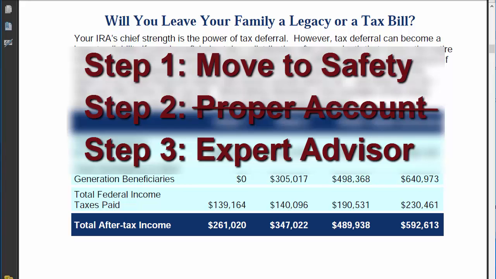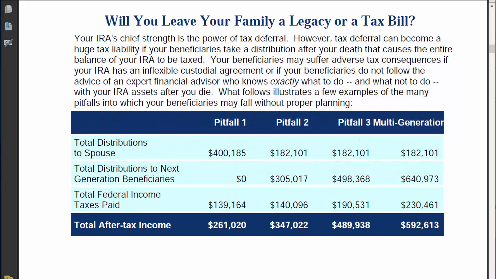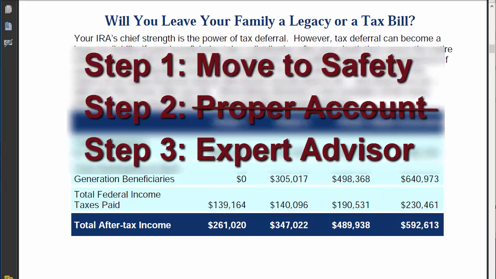Yep. You're not a financial expert. What you don't realize is you call up that company, they send you the balance of your 401k, and you get a $400,000 check. And a year later, you get a $139,000 income tax bill. That's what happens if you don't have the correct custodial agreement.